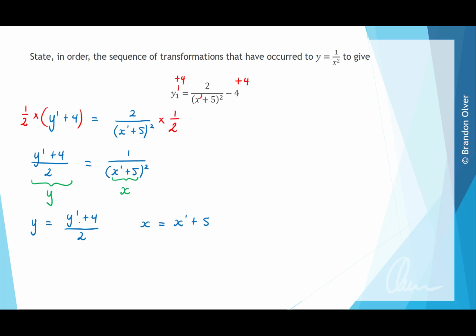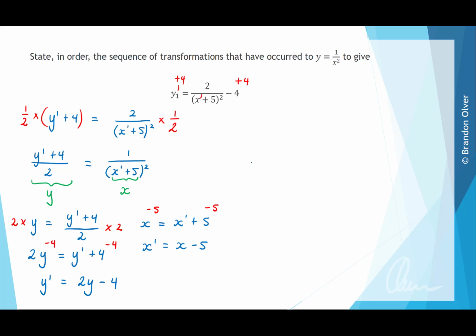Next we need to solve for the dash terms. For the equation involving y, we can multiply both sides by 2, and that gives us 2y is equal to y dash plus 4, and now subtracting 4 from both sides will give us y dash by itself, so y dash is equal to 2y minus 4. For our equation involving x, all we need to do is subtract 5 from both sides of the equation and we will get x dash by itself. So we find that x dash is equal to x minus 5.